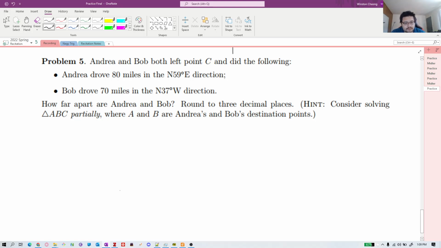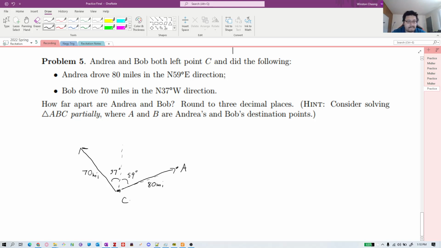Okay, so let's draw where C would be. Andrea north and then 59 degrees east tells me we start off north, but then we do an angle out of about 59, so let's just say it's like here. So Andrea is going to travel this way. The angle, I guess it's called bearing angle, is like that. And the distance is 80 miles, and we land at Andrea's location, so I'll denote that by A. Bob goes west instead, that looks something like this, 37 degrees, and it's 70 miles.